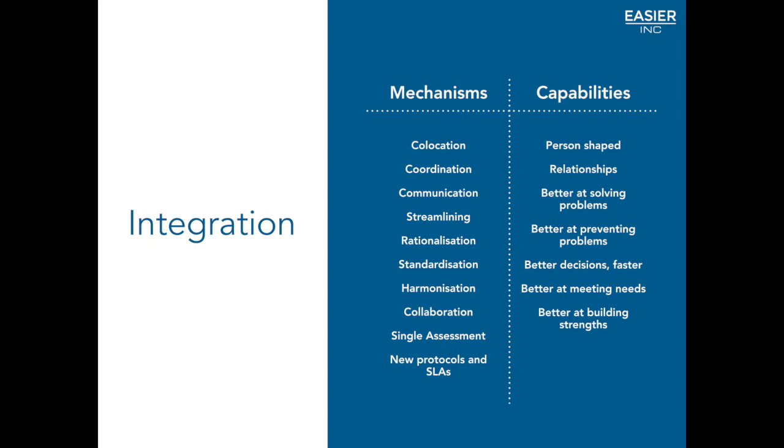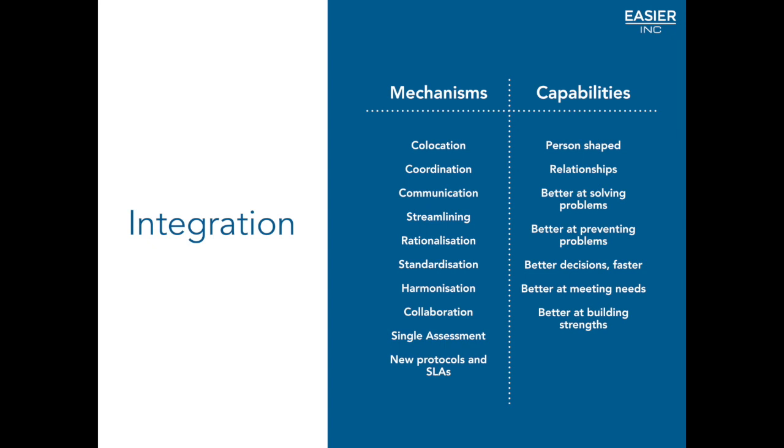So when we look at integration, for example, between district nursing, social care, occupational therapy and physio, a common thing to pursue might be the co-location of different teams from those different functions. Might be looking at how we better coordinate activity across those teams, enhancing communication, streamlining processes, rationalising processes, standardising processes, harmonising terms and conditions, and so on and so forth.